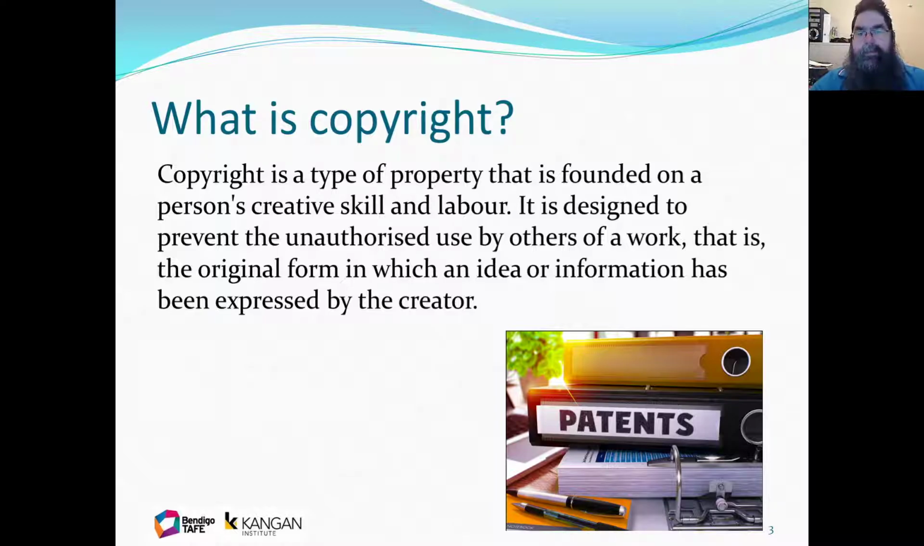What is it? It is the property that is created when a person creates an item such as a poem or a piece of art. The creative skill and the labour involved in creating that piece of work is protected under copyright. Now, there are other laws that cover motion pictures and music.